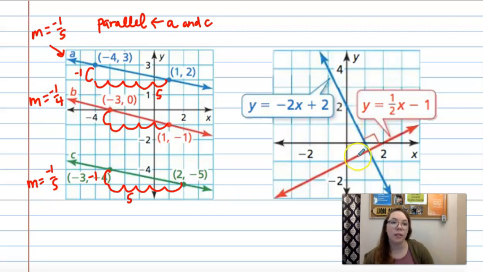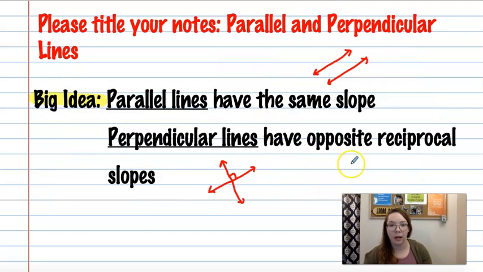On number 2, these are perpendicular because they have opposite reciprocal slopes. Opposite means it's the opposite sign. So this one's a negative 2. This is a positive 1/2. And the reciprocal is it just flipped upside down. So negative 2 is the same as negative 2 over 1. The opposite reciprocal, you flip it upside down and use the opposite sign. So if we had A over B, for example, opposite reciprocal would be negative B over A.